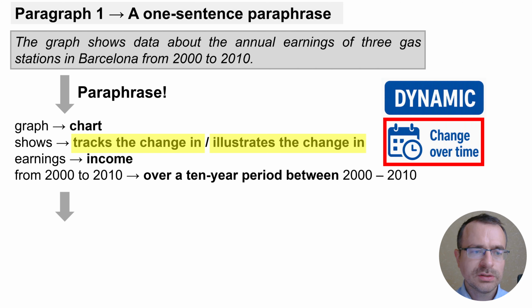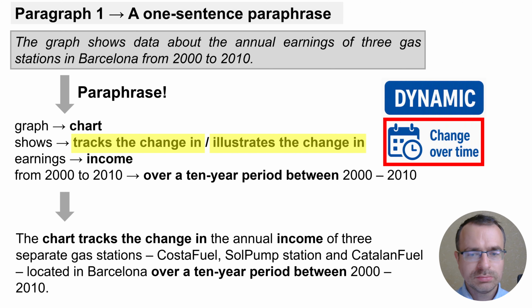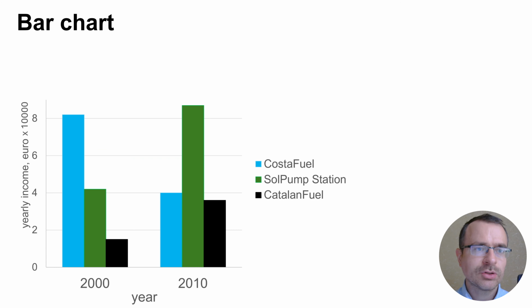So obviously we have the earnings to income and the time frame from 2000 to 2010. We just paraphrase it as over a 10-year period between. Yeah. So, and this is the final answer. That's it for the dynamic chart.